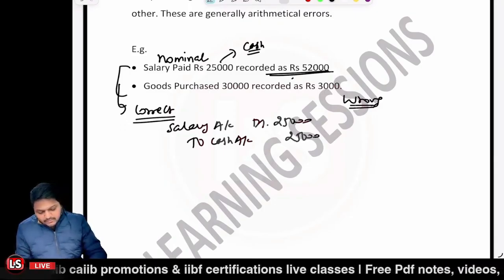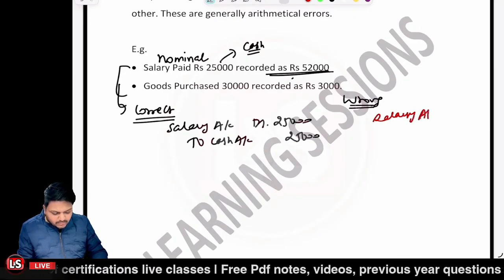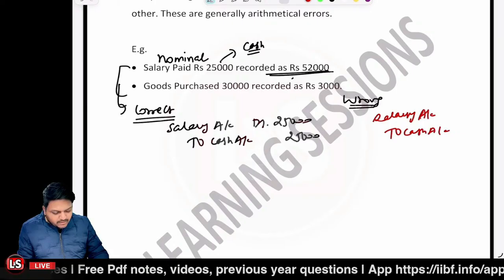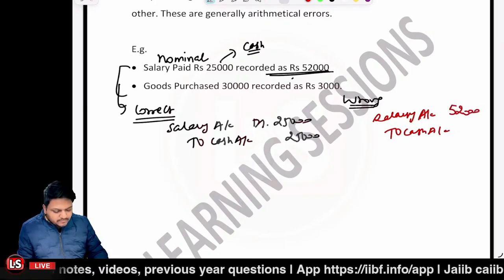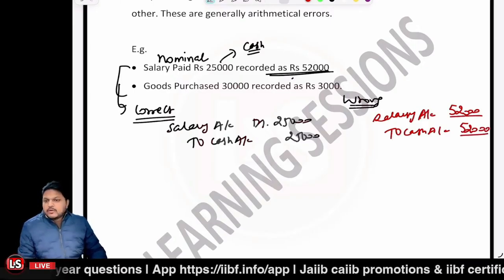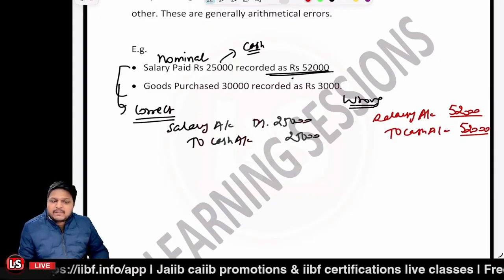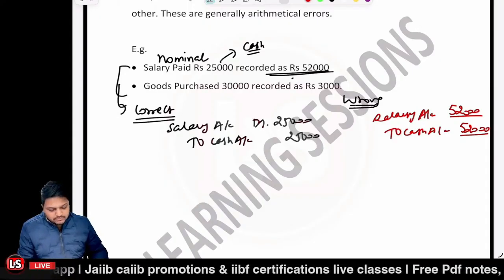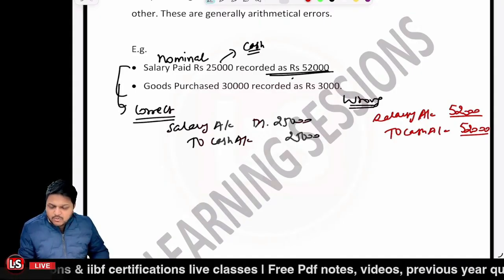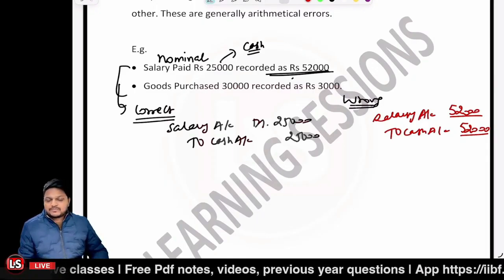But we did the wrong entry. And what entry was made? Both the accounts are involved, the salary account and cash account, but the entry was made amounting rupees 52,000. Now your salary account and the cash account in books are debited by rupees 27,000 more, right? You have debited rupees 27,000 more in salary account and credited 27,000 rupees more in case of cash account.